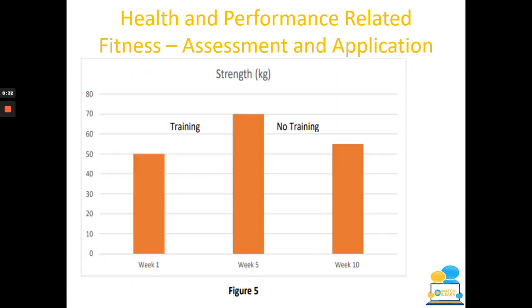So the next question is related to the different phases of training and their goals. As you can see here, we have a chart where we have the strength in kg at week 1, at week 5, and week 10. So from week 1 to week 5, training resulted in an increase in strength, and from week 6 to week 10, no training resulted in a decrease in strength.